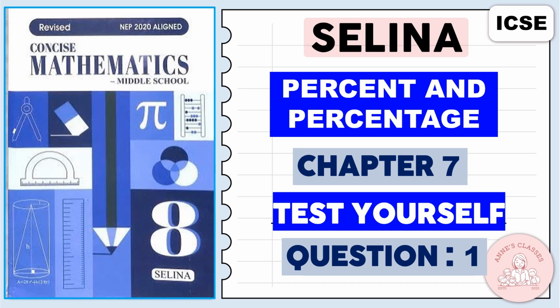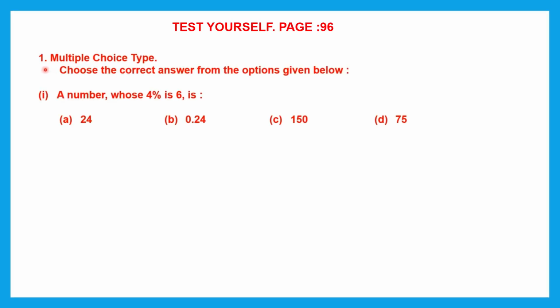Chapter 7, Test Yourself. Page number 96. And we are starting with the multiple choice type. Choose the correct answer from the options given below. A number whose 4% is 6 is which number?